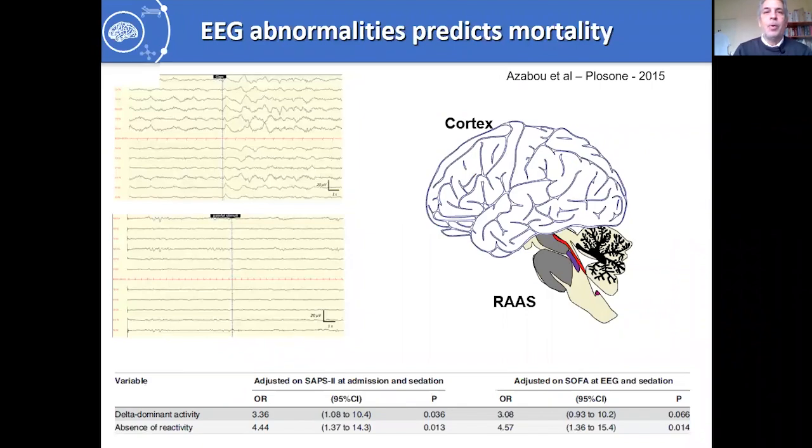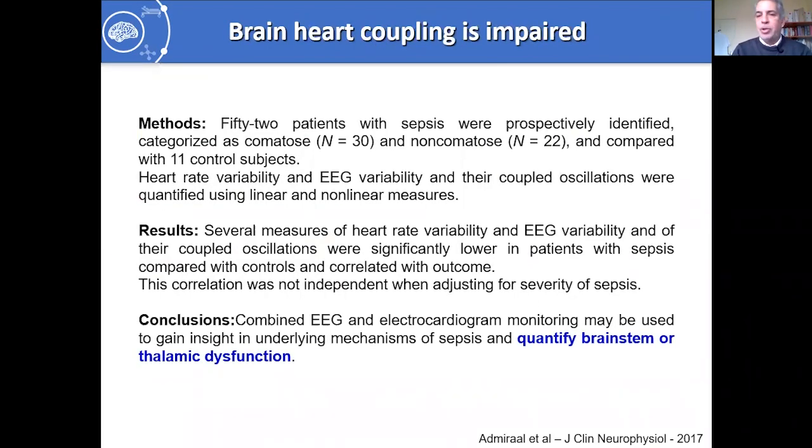There are other arguments for a brainstem dysfunction. For instance, we have found that the absence of reactivity on EEG in septic patients was associated with increased mortality. And this absence of reactivity on EEG can be related to a dysfunction at the level of the reticular activating system. It has been shown that sepsis can be associated with an impairment of brain-heart coupling, meaning a decorrelation between EEG variability and heart rate variability. And this brain-heart decoupling can be related to a brainstem dysfunction.